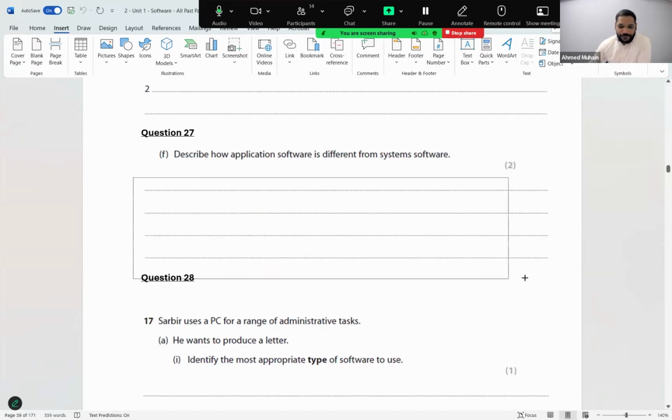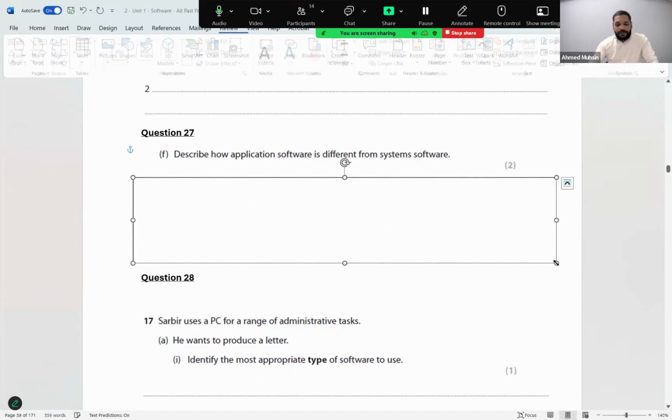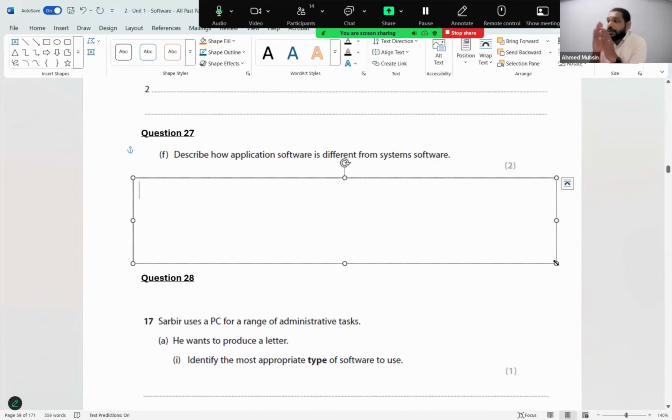Question 27. Describe how application software is different from system software. Can I have an answer for this? How is application software different from your system software? Very nice. System software does many tasks. Or can I say it manages the whole computer system? Okay, that's also fine. I'm going to go with that answer.